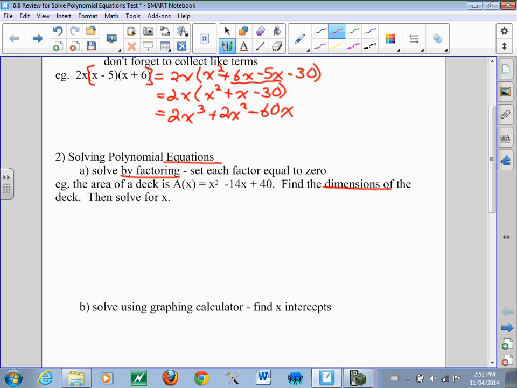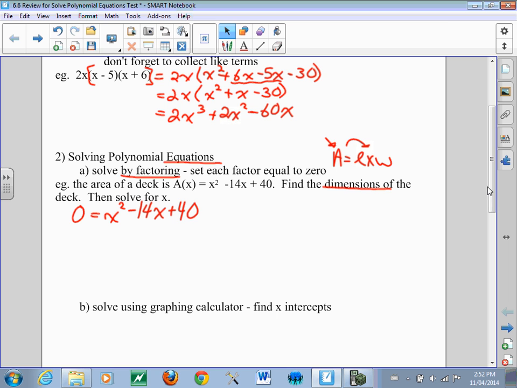Finding the dimensions means, if you know area equals length times width, I apologize, let's assume it's a rectangular deck. I forgot to mention that. And so if we've got the product, we need to find the factors. So we're going to factor it. We're going to set the area equal to 0. Okay, we're going to factor this out.